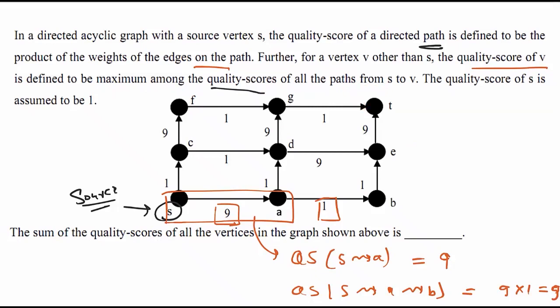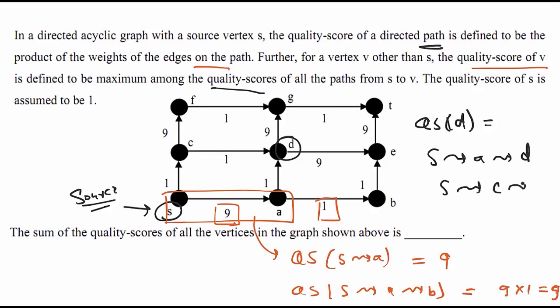So if I ask you what is the quality score of vertex D, then you will be saying that okay, what are all the paths from S to D? This is one path from S to A and then from A to D. And what is another path? Another path is S to C and then C to D. So there are two paths that are possible. So what is the quality score of D? I will take the maximum of the quality scores of these two paths, and then I will be declaring that this is the quality score of my vertex D.